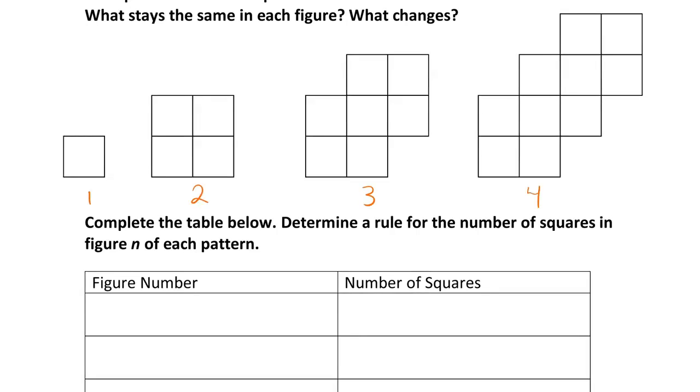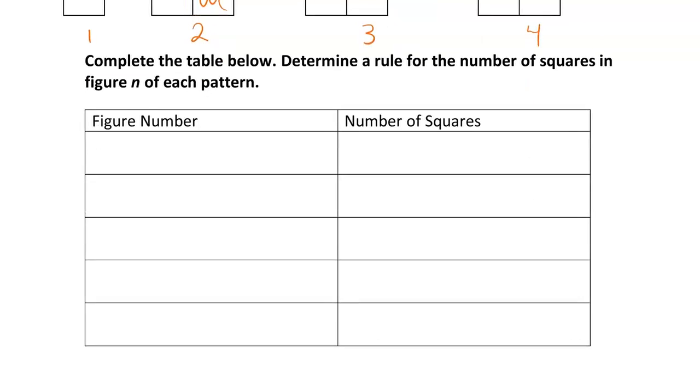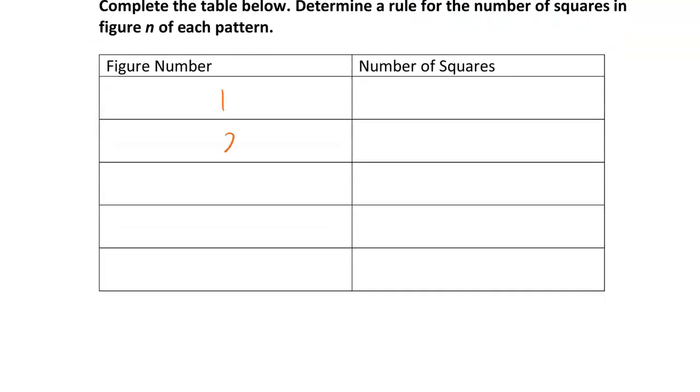So we're looking at what is changing each time. Well, this is added on each time. So the squiggled section here, the shaded in section here, is the new addition every single time. So we want to figure out what is our pattern and how is this continuing through the figures. So it says below, complete the table. Determine a rule for the number of squares in figure N of each pattern. So figure 1, 2, 3, and 4, we know.